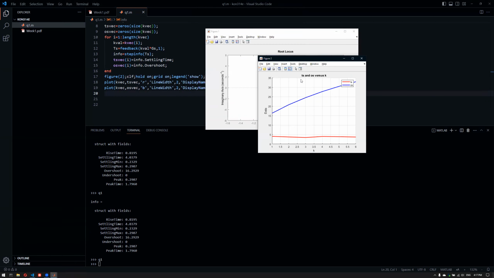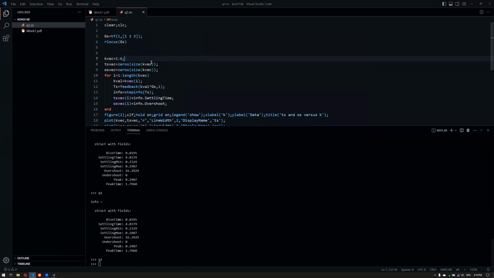So now you can see that the settling time here is almost not changing, and the overshoot value is increasing. It starts at circa 15%, 16%, and it's just increasing up to 35. And if I change the gain values, it'll change. So what I can do is come up with even higher values.